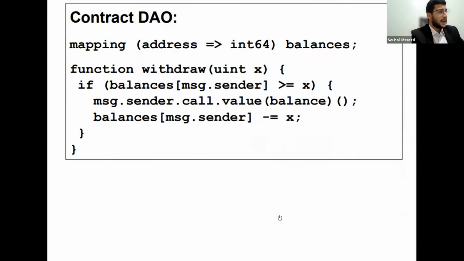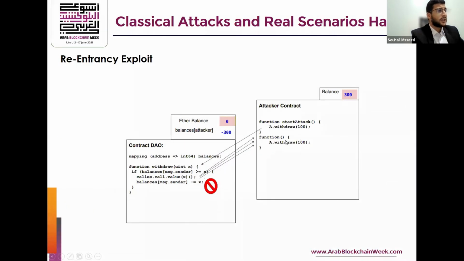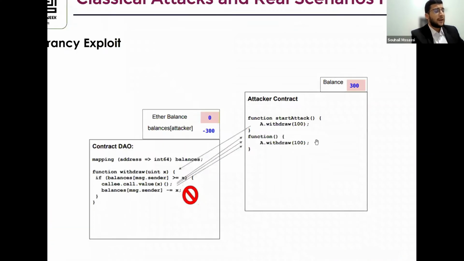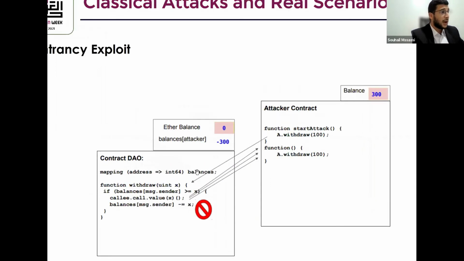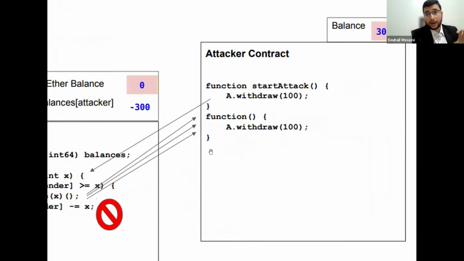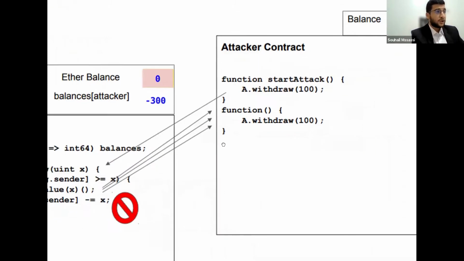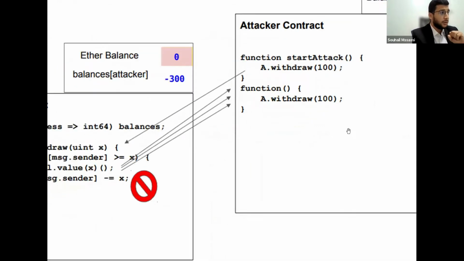So the attack is a very simple attack. Here we have a schema that represents how the attack works. We have our DAO contract, and we also have a smart contract created by the hacker. The contract of the attacker will interact directly with the smart contract.